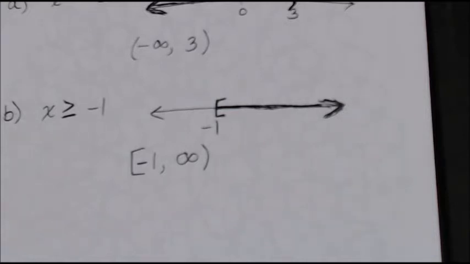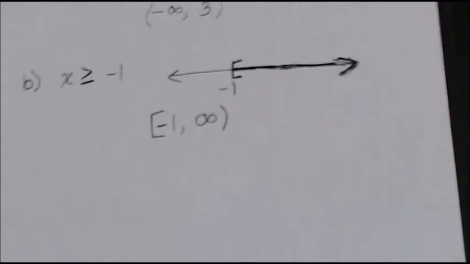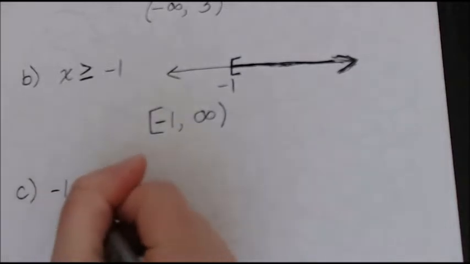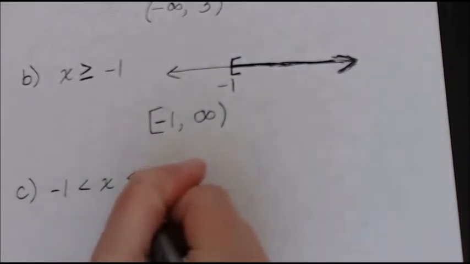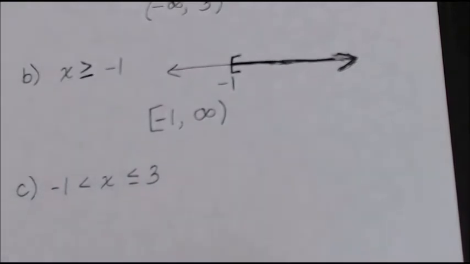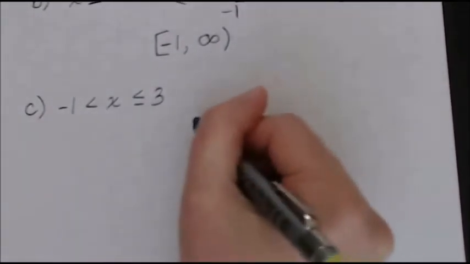Okay? Last part of this example is letter C. They want us to do the same thing for the inequality negative 1 less than x less than or equal to 3. Let me make sure I've got that. Yep, that's what I think you have in your notes. So let's start with the number line.